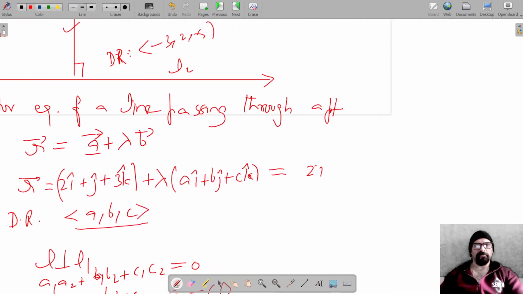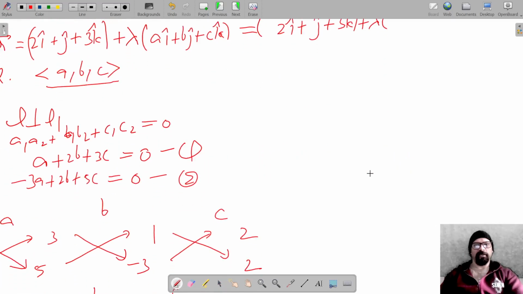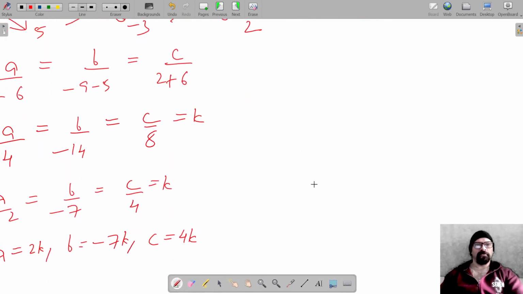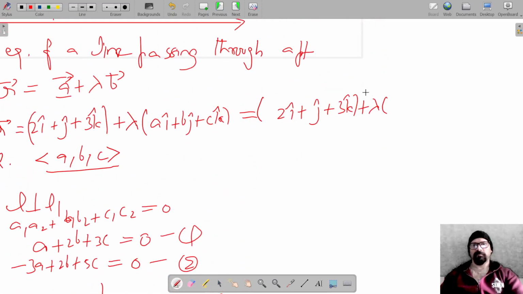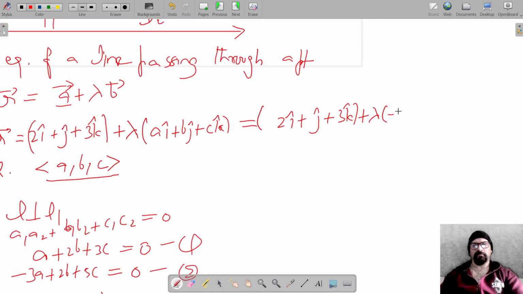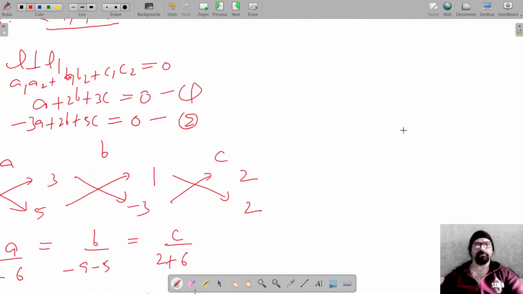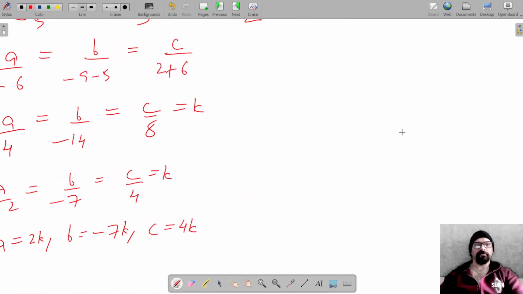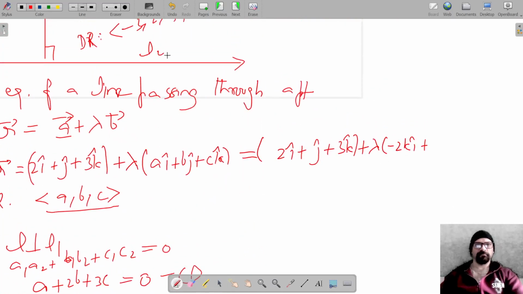So we have got the values of a, b, and c, and I can substitute them here. So this required equation becomes 2i cap plus j cap plus 3k cap plus lambda into the value of a. A is 2k. Sorry, first one is plus 2k.